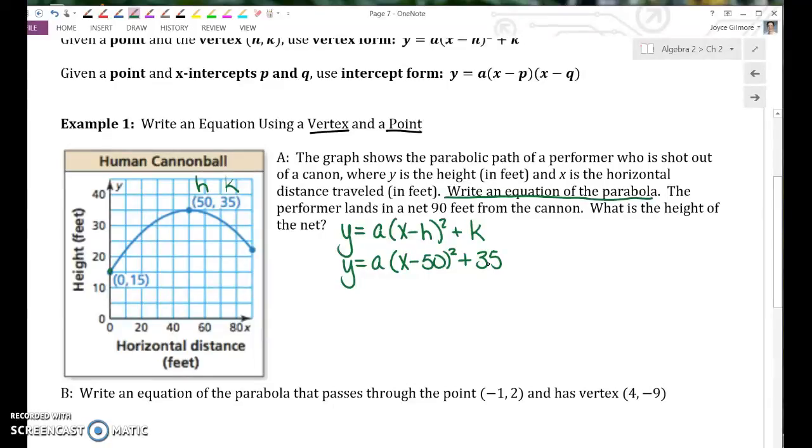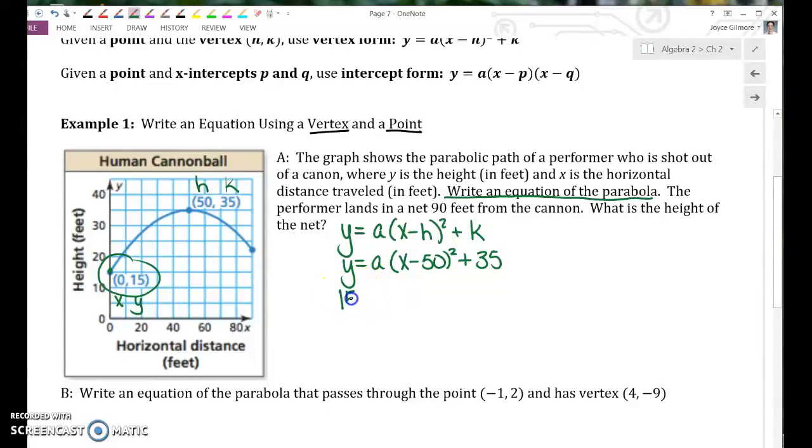Ultimately, what we're trying to figure out is what is that a value going to be? Right now we have 3 unknowns. We don't know y, we don't know a, we don't know x. That's too many unknowns. But we do know a y and a corresponding x because we have this point, 0, 15. 0 is an x value, 15 is a y value. That's an x and a y combination that definitely work in this equation.